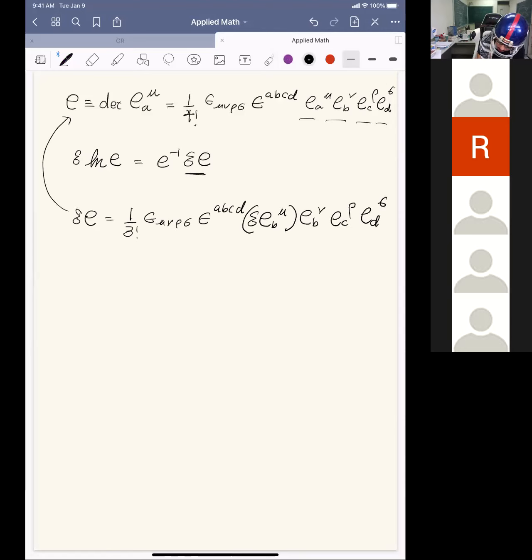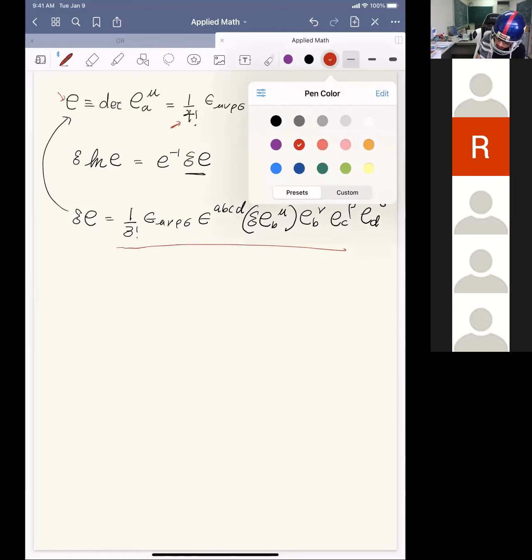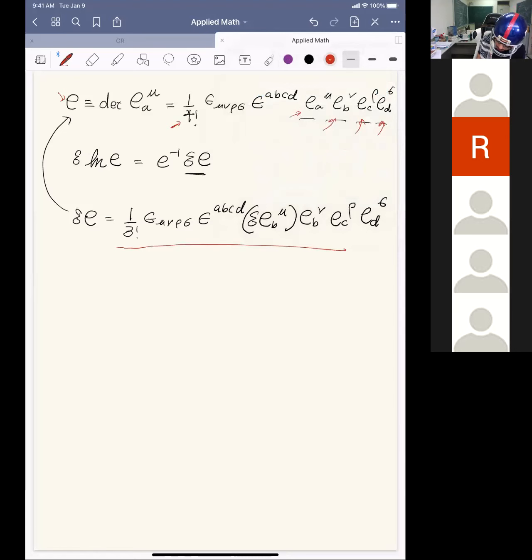All I'm doing is varying this guy, and then of course you vary this plus vary this plus vary this plus vary this. There are 4 terms, but they really are all identical because these are just dummy variables. So you get a factor of 4 that cancels with the 4 factorial here, and you get this form here.